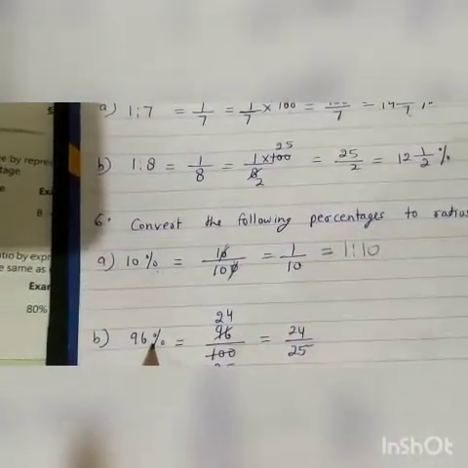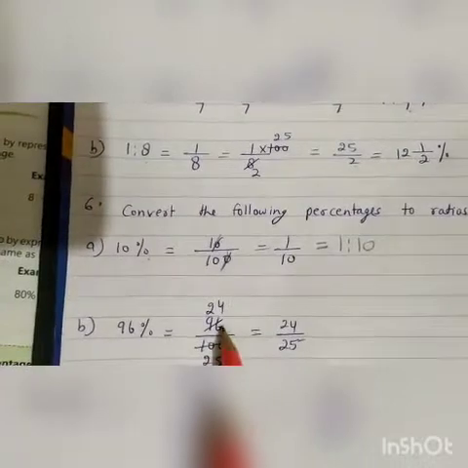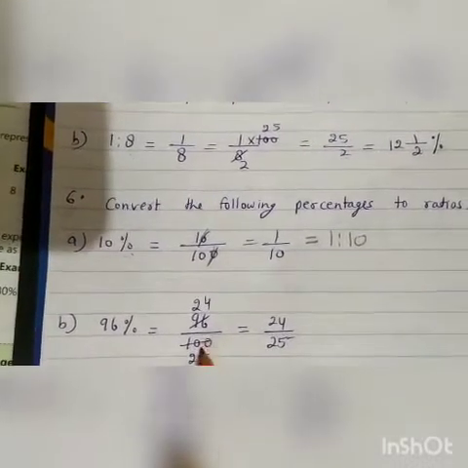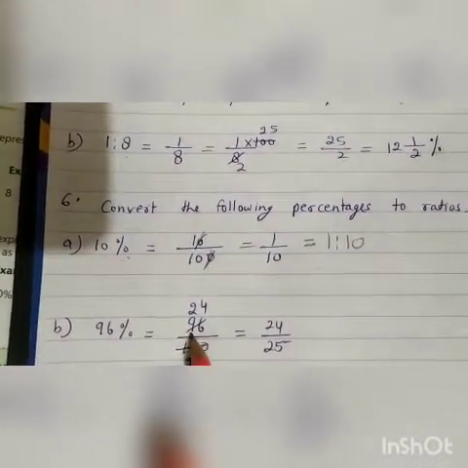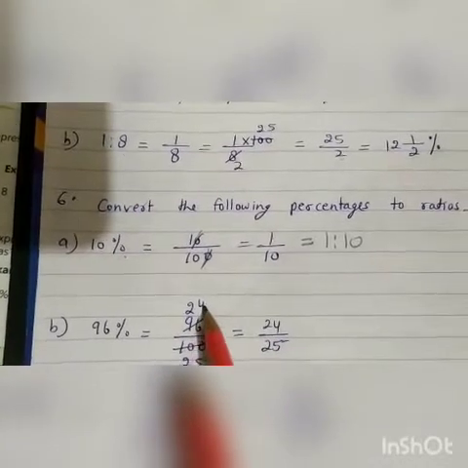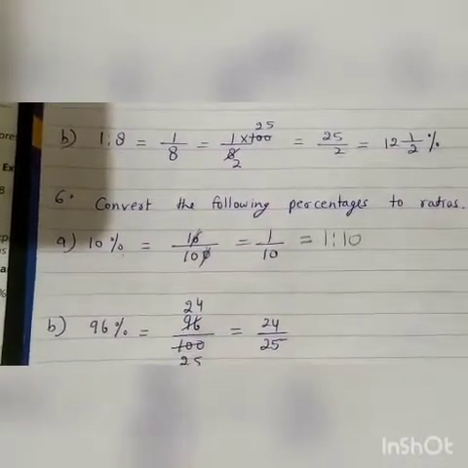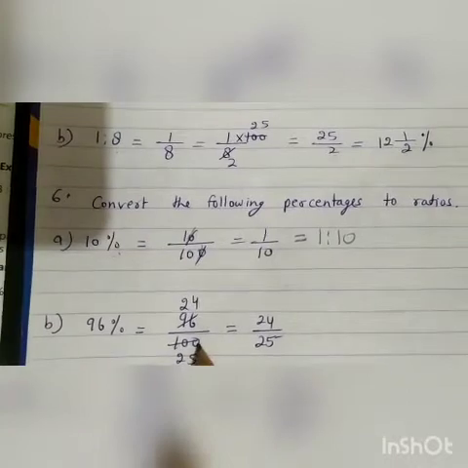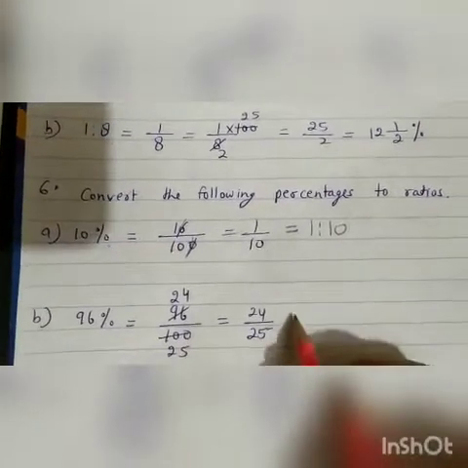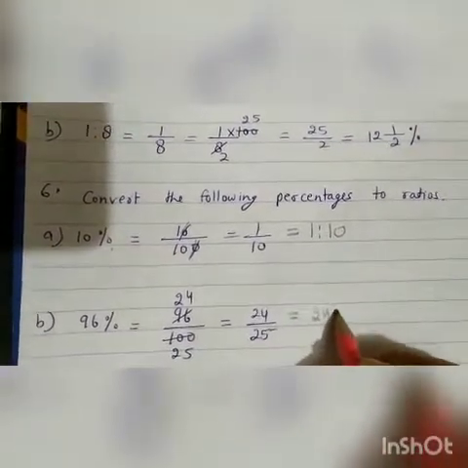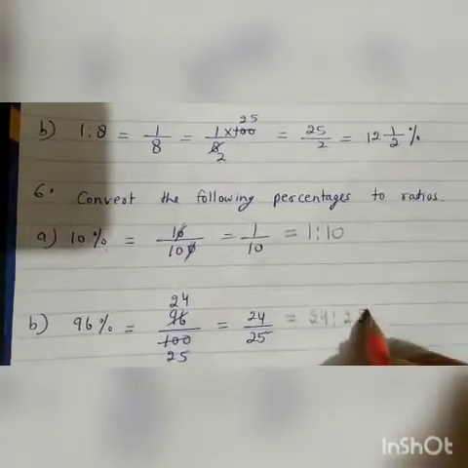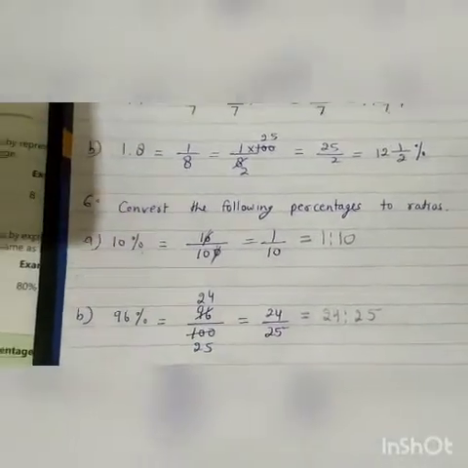B part, 96%, can be written as 96/100. Then simplify it by 4: 4 times 2 is 8, 1 remainder, 16, 4 times 4 is 16. Then 4 times 2 is 8, 2 remainder, 20, 4 times 5 is 20. It is 24/25. It can be written as 24:25.